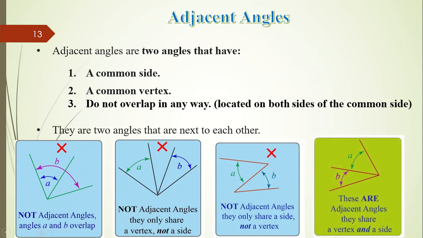The last example, these are adjacent angles since they share a vertex and a side and they do not overlap. Okay, they are located on both sides of the common side. So here A and B have a common side and a common vertex and they do not overlap in any way.